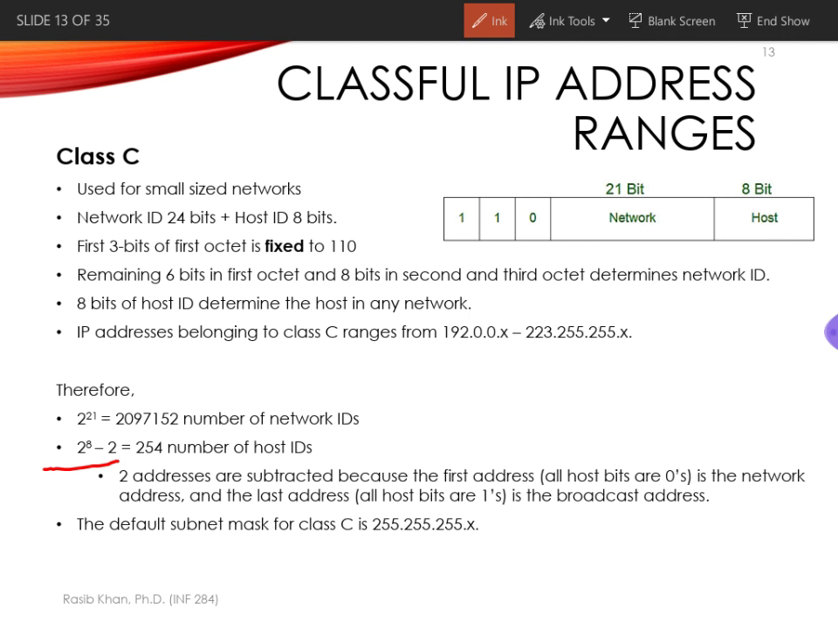being for the fact that the first IP is the network address where every one of the bits are zeros, and the last IP where all the bits are ones is the broadcast address. So 2 to the power 8 minus 2 is 254 number of host IPs that we can generate.